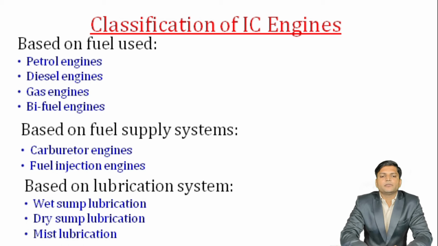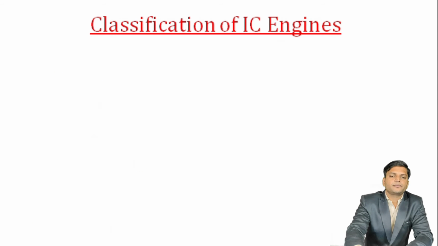The next one is based on the lubrication system. There are three types of lubrication system: wet sump lubrication, dry sump lubrication, and mist lubrication. We will see those lubrication systems in the next lectures.